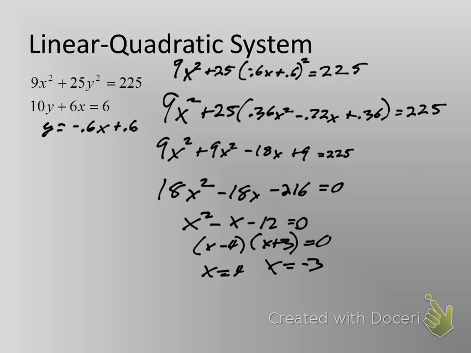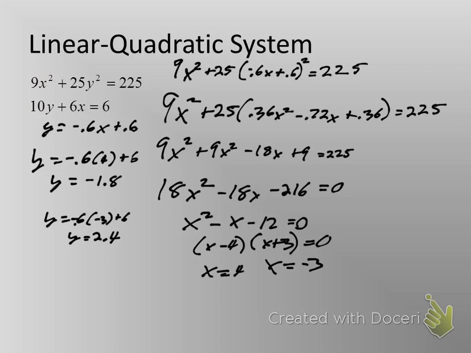So y equals negative 0.6 times 4 plus 6. I don't know why I put equals twice; that should be a plus. There we go. If you're using your calculator, that gives you negative 1.8. And then you go the other way: y equals negative 0.6 times negative 3 plus 6, which will give you y equals 2.4.